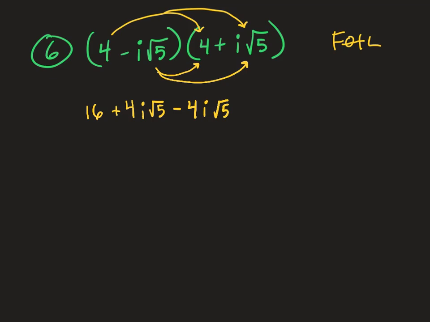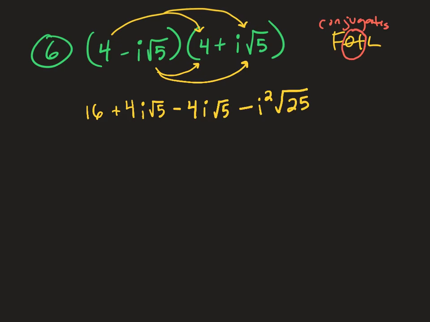And then lastly, the negative i square root of 5 times the positive i square root of 5. Positive times negative is negative. We've got i times i, which is i squared. And since we're multiplying square root of 5 and another square root of 5, we multiply those numbers to get the square root of 25. Like I said before, when you multiply these, they are called conjugates. We'll talk about that a bit more in an example coming up.